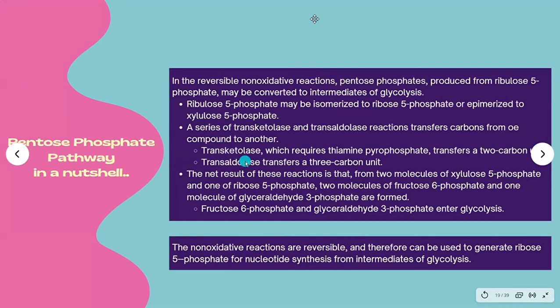Okay? So the oxidative reactions are irreversible. However, the non-oxidative reactions are reversible and therefore can be used to generate ribose 5-phosphate for nucleotide synthesis from intermediates of glycolysis. Okay? There is a connection between glycolysis and the pentose phosphate pathway.